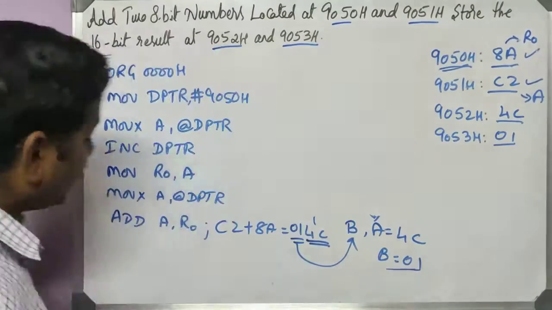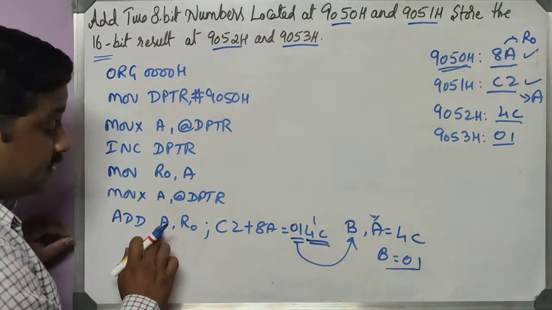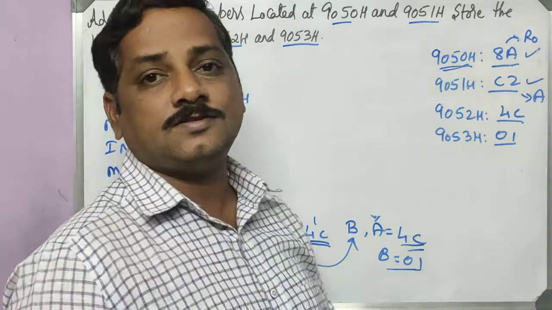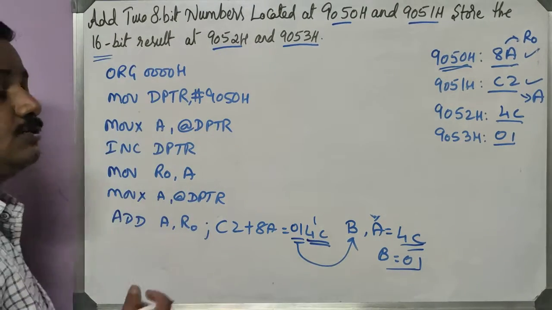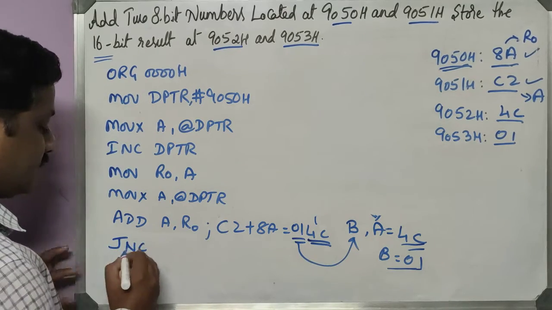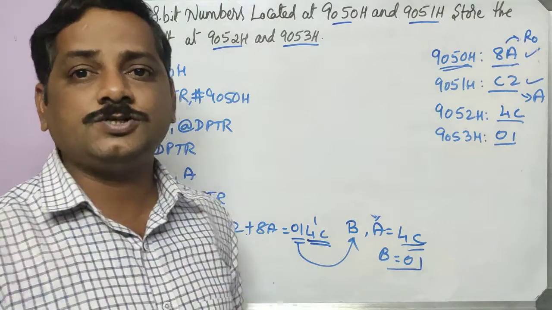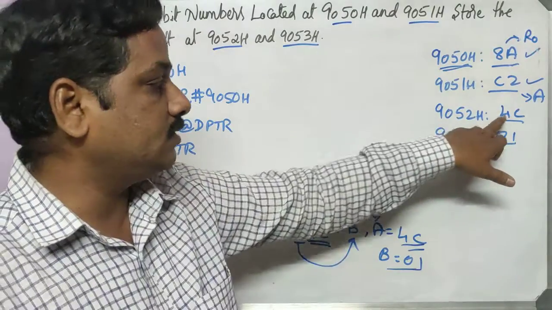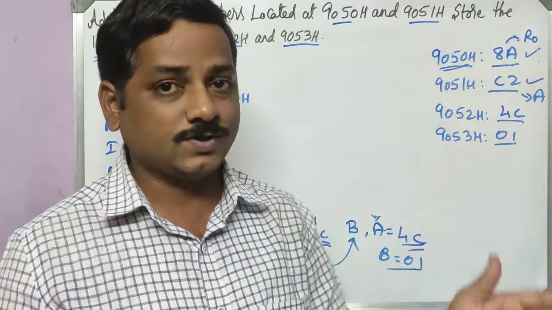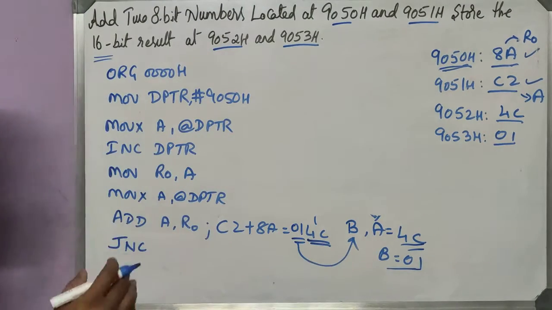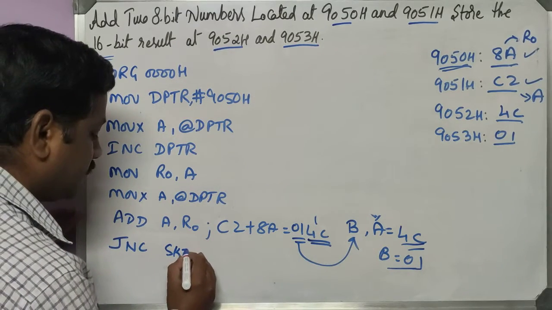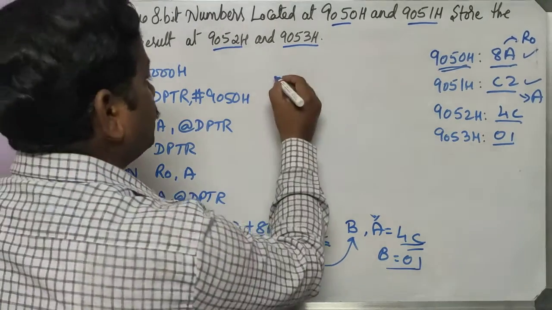Now after adding, the lower 8-bit result is at A. First let me take this into 9052, and after that we need to check for a carry. So first let me check for that. JNC, jump if not carry. If there is no carry, what do I need to do? I just need to push this into 9052, and at 9053 I should give 00 if there is no carry. So that is the concept. If there is no carry, let me write skip. I'll write the label and the skip portion here.